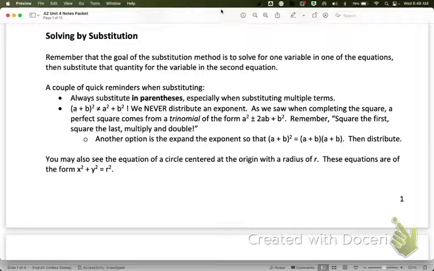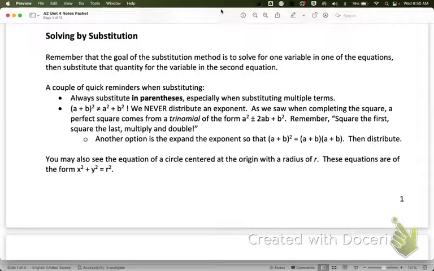Secondly, we never distribute an exponent. So if you have a plus b squared, that does not equal a squared plus b squared. A plus b squared is a factored form. And remember, we talked about in the last unit that a squared plus b squared is prime. That is not factorable, the sum of two squares. So that's impossible for those two things to be equal to each other.